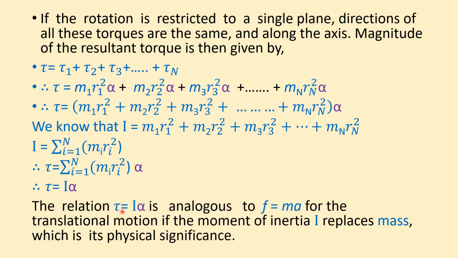Now this relation, torque is equal to I alpha, is analogous to force is equal to m into a for translational motion, where the moment of inertia I replaces mass, and which is its typical significance.